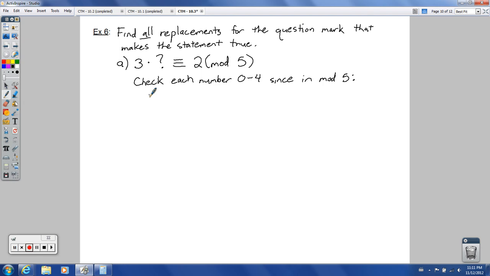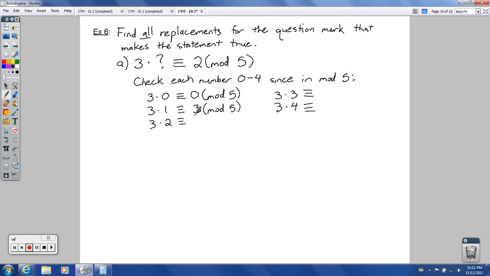And so let's check 3 times 0 and see what that is congruent to in mod 5. 3 times 1, 3 times 2, and then I'm just going to go over here for 3 times 3 and 3 times 4. I'm not going to do 3 times 5 because 5 is not an allowed element in mod 5. So I just need to check these 5 multiplications. So what is 3 times 0? That's 0, no matter what modulus you're talking about. 3 times 1 is going to be 3 in mod 5.